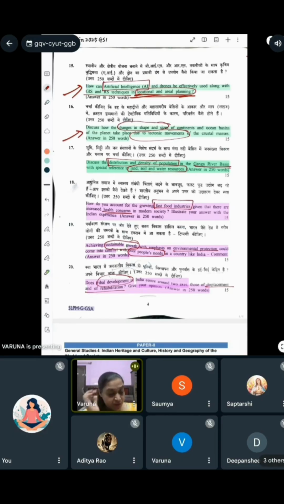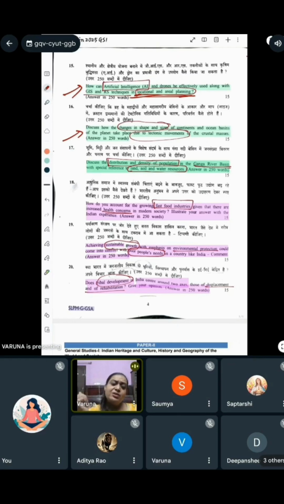Now, next question: discuss how the changes in shape and sizes of continents and ocean basins of the planet take place due to tectonic movement of the crustal masses. Very, I think, to the point, very direct question. Plate tectonics is really important from the exam's perspective.